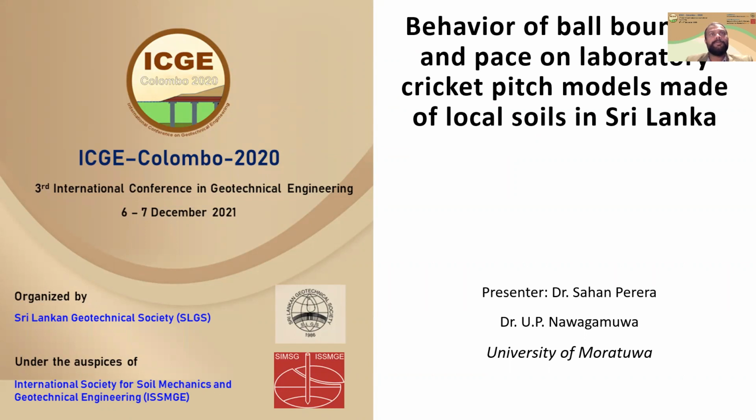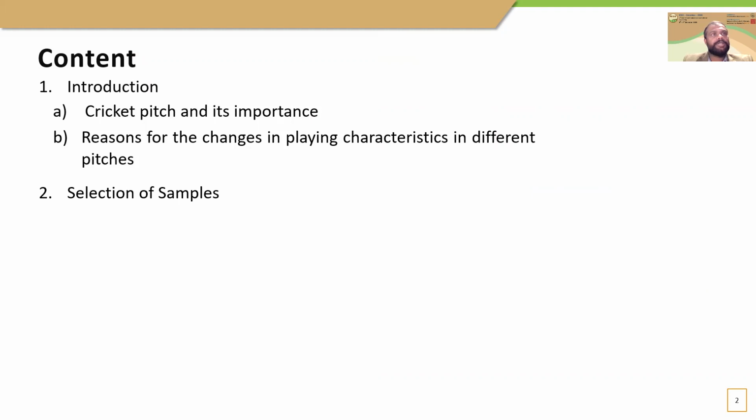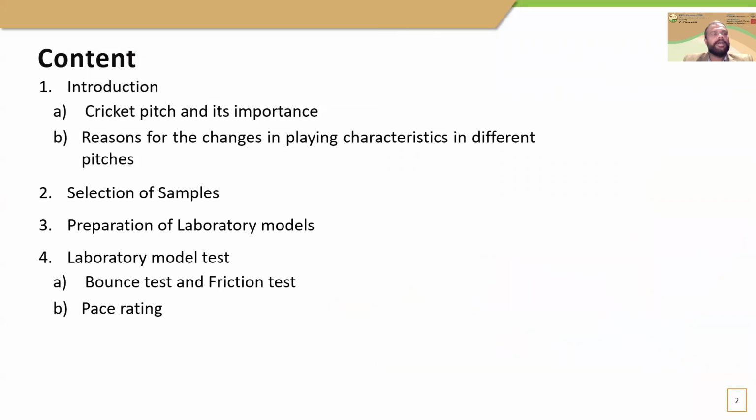Today, I'm going to present the paper on behavior of ball bouncing and pace on laboratory cricket pitch models made of local soils in Sri Lanka. Moving on to the content: introduction, which covers the cricket pitch and its importance, reasons for changes in playing characteristics in different pitches, selection of samples, preparation of laboratory models, and laboratory model tests, including bounce test, friction test, and pace rating. Then the results and discussion, conclusion, and the references.